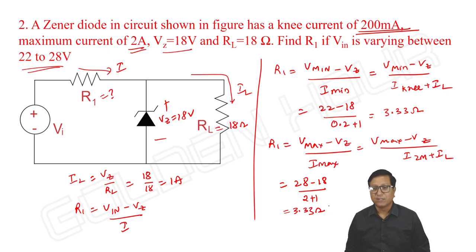Absolutely you are getting. See, you can use either V minimum or V maximum. V minimum means current through the Zener diode should be minimum. And input is maximum means current through the Zener diode should be maximum. Anything you can use. You should get the same answer. If you do not get, the data given might be wrong.